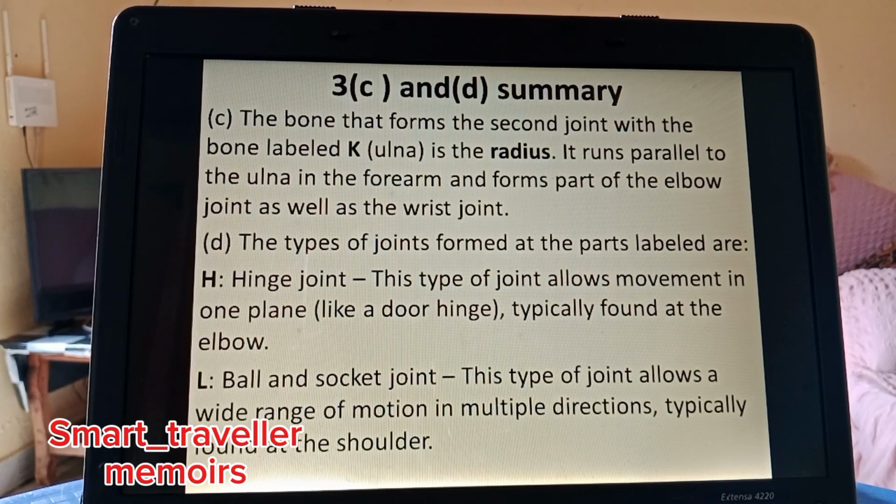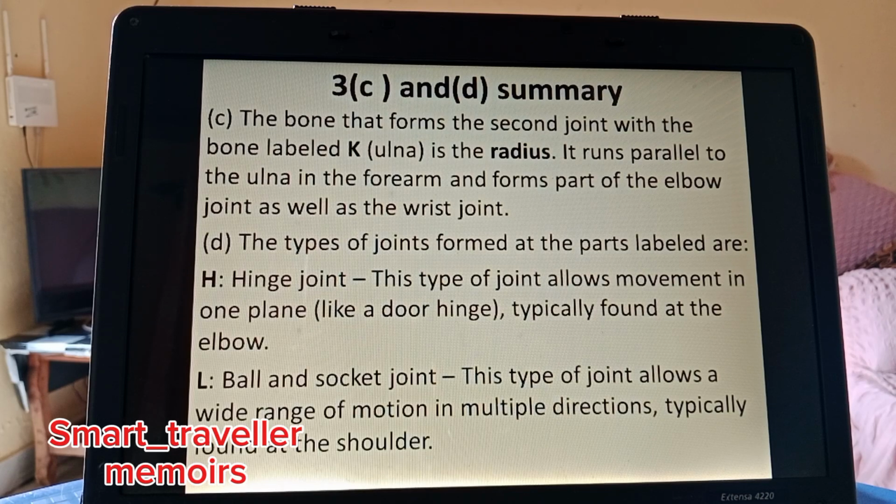Summary of 3C and 3D. The bone that forms the second joint with the bone labeled K is the radius. Labeled K, ulna, the radius runs parallel to the ulna in the forearm and forms part of the elbow joint as well as the wrist joint.